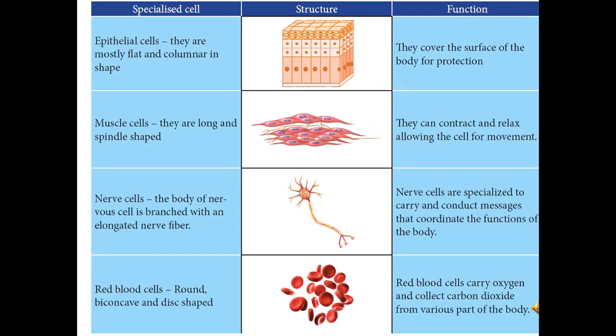And nerve cells. The body of a nerve cell is branched with an elongated nerve fiber. This is the structure of the nerve cell and its functions. Nerve cells are specialized to carry and conduct messages that coordinate the functions of the body. Next, the red blood cell, which is round, biconcave and disc shaped. The function of the red blood cell is to carry oxygen and collect carbon dioxide from various parts of the body.